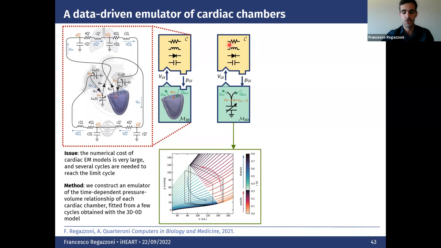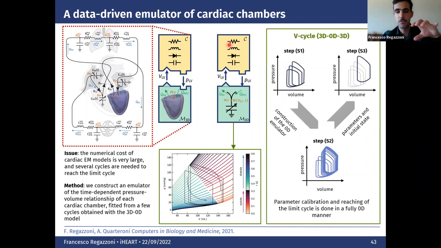So in this way, we can perform what we call a V-cycle. So we start from a three-dimensional simulation. We perform a few cycles. From this, we train, we construct this very simplified emulator. And then with the emulator, we calibrate the parameters of the circulation model, and we reach a limit cycle that is a periodic solution. And then we use these parameters in the initial state to run a simulation going back to the three-dimensional model. So this is why we called it a V-cycle, okay? And this allowed us to speed up by orders of magnitude the process of calibration.